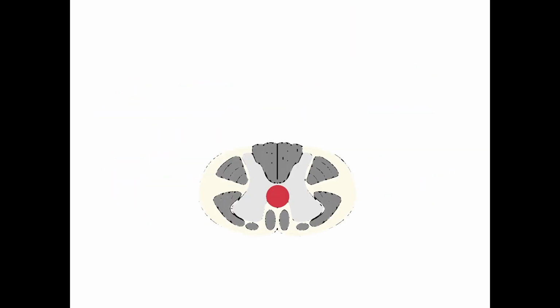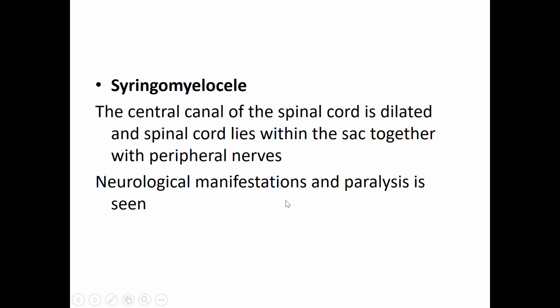So this particular thing just kind of blocks, and this increases in size. The central canal of the spinal cord is dilated. One more thing I want to tell you is here the central canal consists of the CSF. So if there's any kind of obstruction in the passage of CSF, this can lead to the syringomyelocele, I mean it leads to the dilation of the central canal. And here neurological manifestations and paralysis is seen.